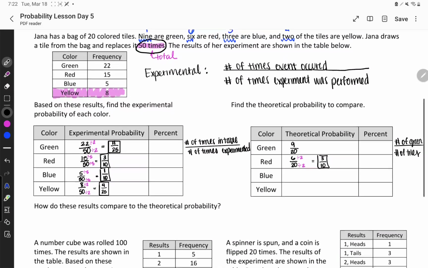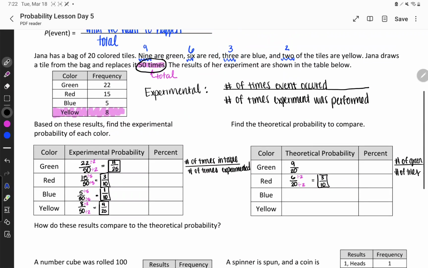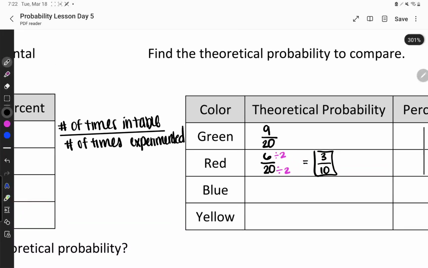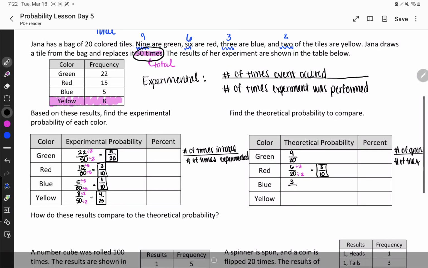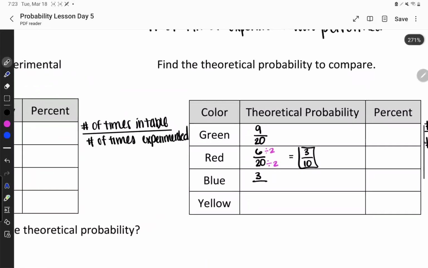Okay, the next one is blue. So my theoretical probability is the number of blue tiles that I have over the total number of tiles there are altogether. So I have 3 blue tiles, and that is in a bag of 20 tiles. So that would be my total.